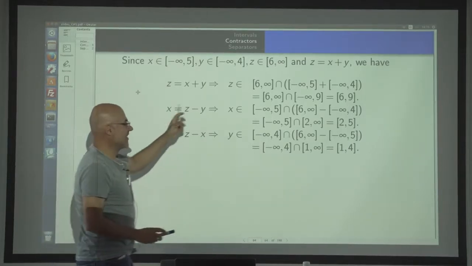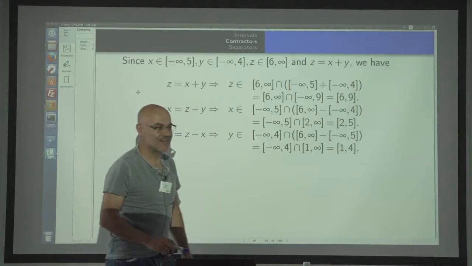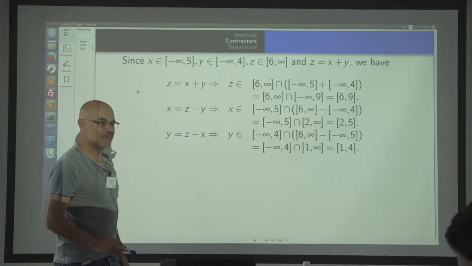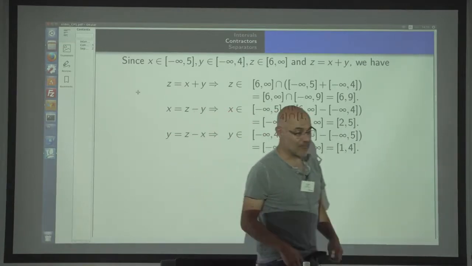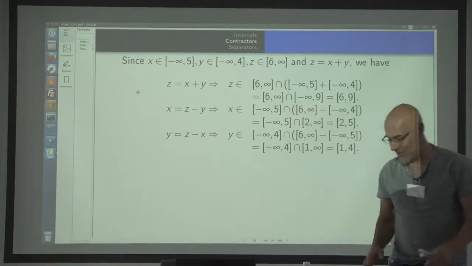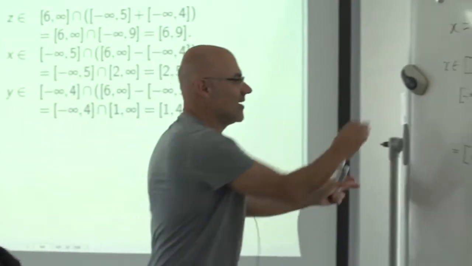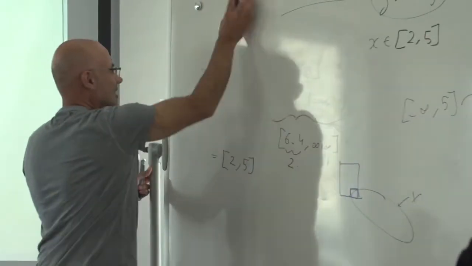My point was that if you take now the result of the contraction and then sum x and y, do you get z? You don't, right? So I will try to explain why.